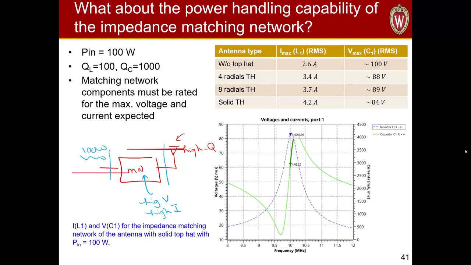Yeah, I was curious, the Q of the antenna, does that have to do with the near field stored energy relative to the radiation resistance? What was the definition of that?